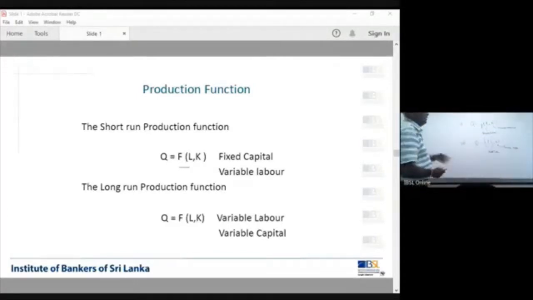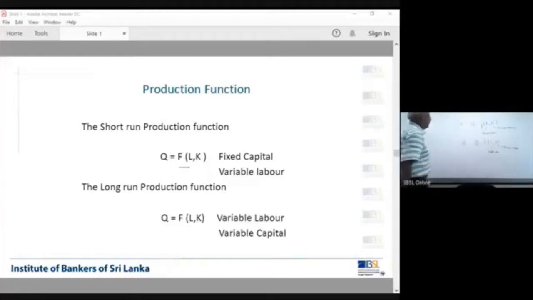So, for example, at IBSL, we had this branch just in front of this Archbishop's office bungalow. We don't have enough space. But after some time, we built this building and moved to the new building. You have enough space. That is long run. You can change the size of the business premises. You can buy computers, new office chairs. At the same time, you can hire new workers, right? That is to produce this education service for the banking people. This is long run behavior.